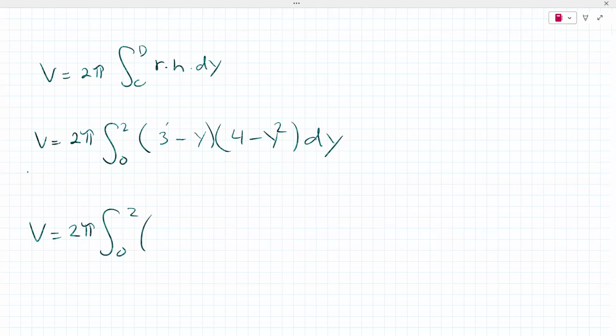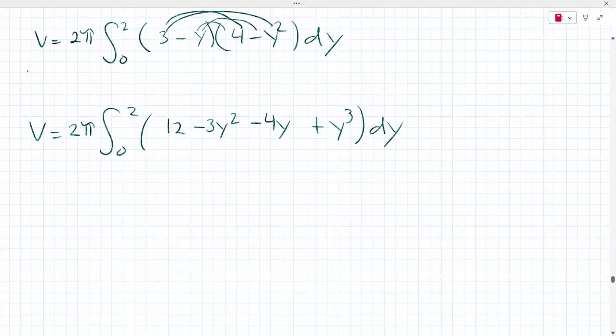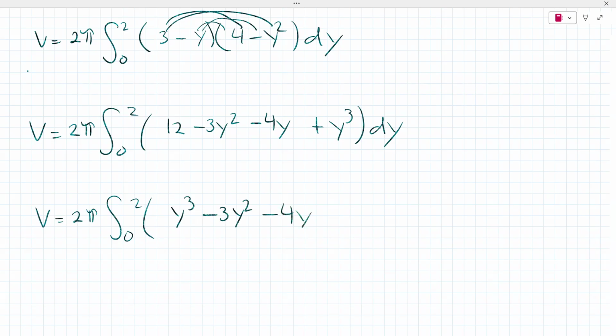And then go ahead and just clean this up. 3 times 4 is 12. 3 times negative y squared is negative 3y squared. Negative y times 4 is negative 4y. Negative y times negative y squared is positive y cubed, dy. And then just clean it up, put it highest power to lowest, so y cubed, and then negative 3y squared, and then negative 4y. I don't think we can combine, just put it in order.